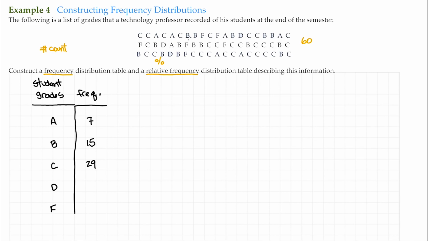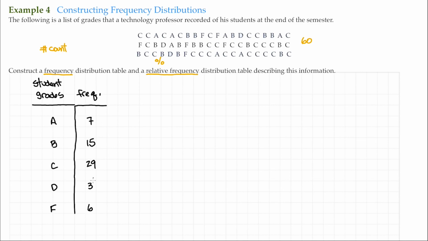The D's, it looks like we have 1, 2, and only 3 D's. And then finally the F's, 1, 2, 3, 4, 5, and then 6. So 6 F's.